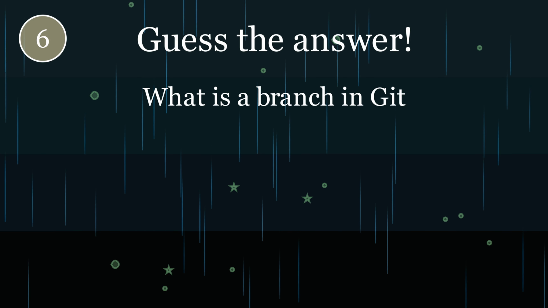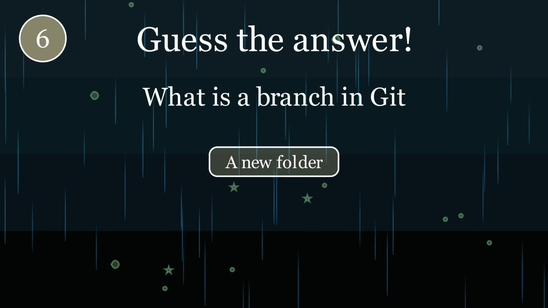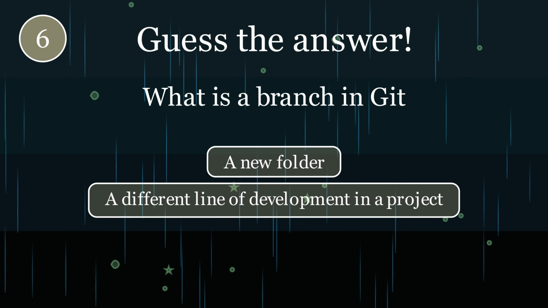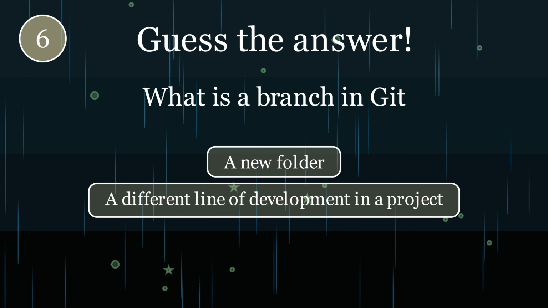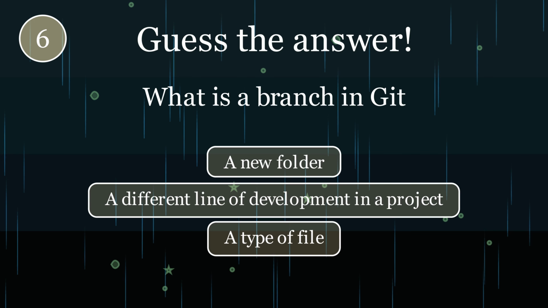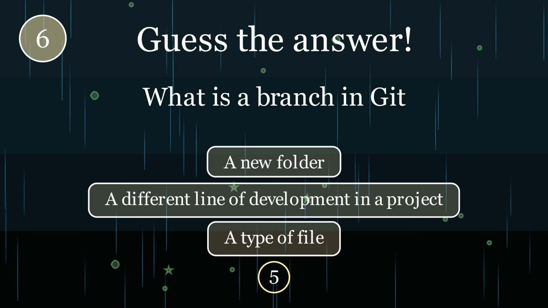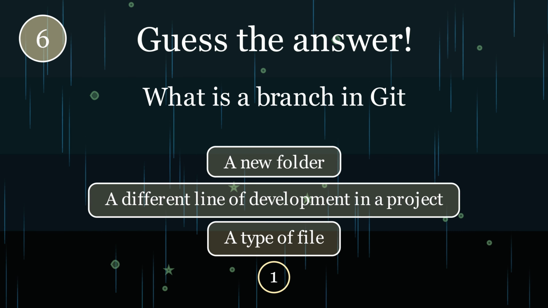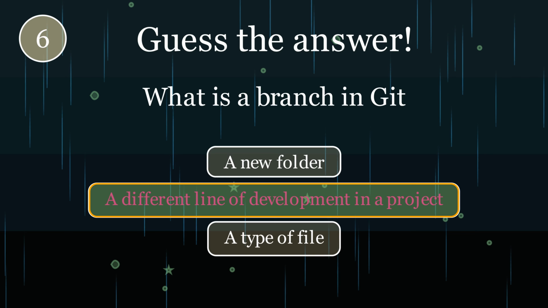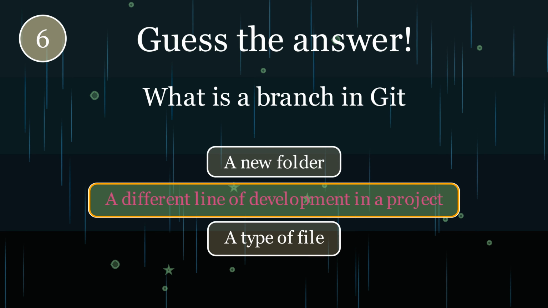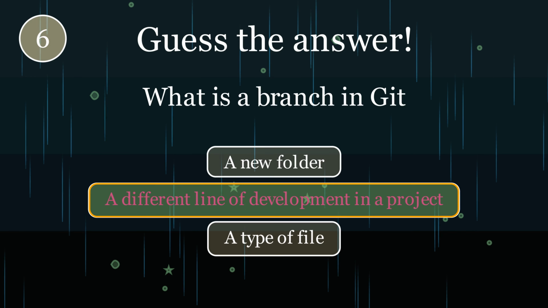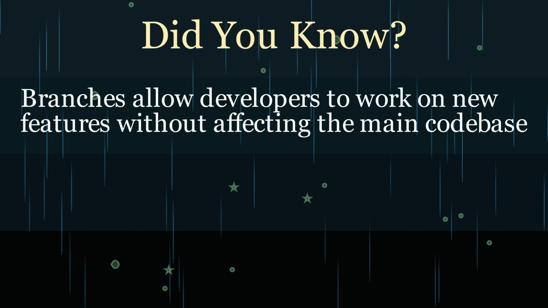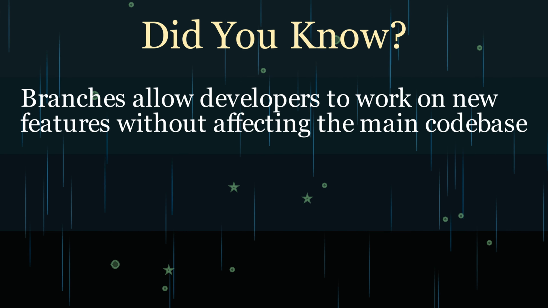What is a branch in Git? A new folder. A different line of development in a project. A type of file. The correct answer is a different line of development in a project. Knowledge boost: branches allow developers to work on new features without affecting the main codebase.